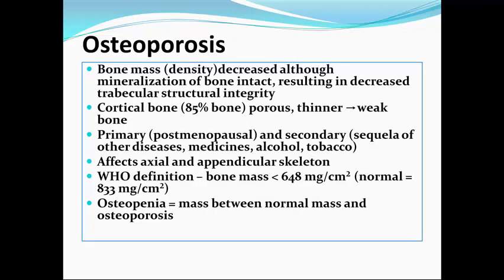Let's move then from arthritis to osteoporosis. When we look at osteoporosis, strictly defined, osteoporosis is a decrease in the bone mass or the decrease in density. And this bone mass or density is decreased although the mineralization of bone remains intact. But because the density is decreased, this results in a decreased trabecular as well as cortical bone integrity.